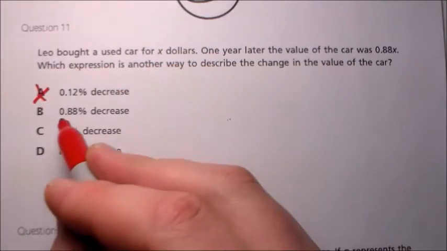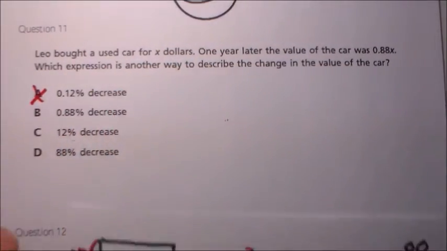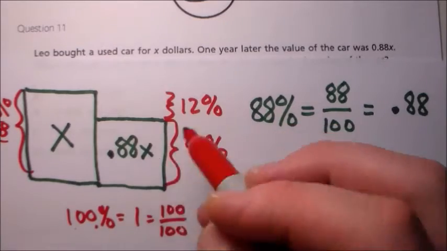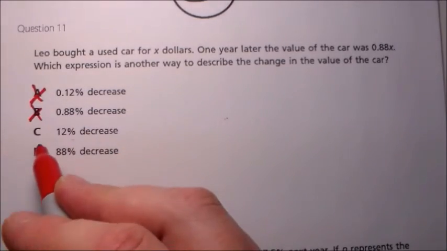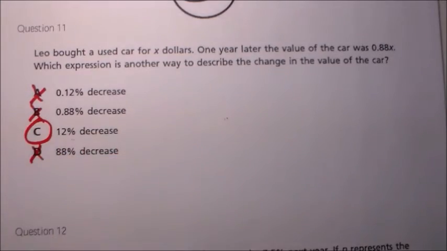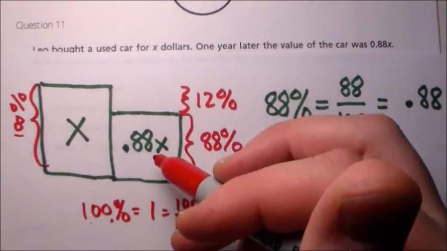That's not right. 0.88% decrease. No. We lost 12. We're at 88. And that's a 0.88 anyway. So that's not right. Yeah, 88% increase now. 12% decrease. That's what we have. 12% decrease.